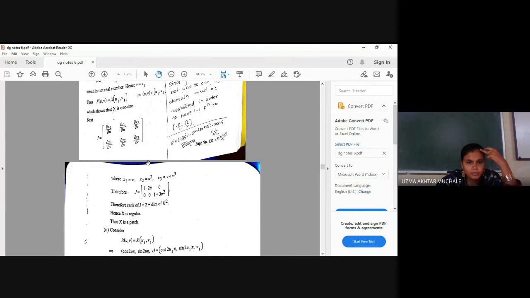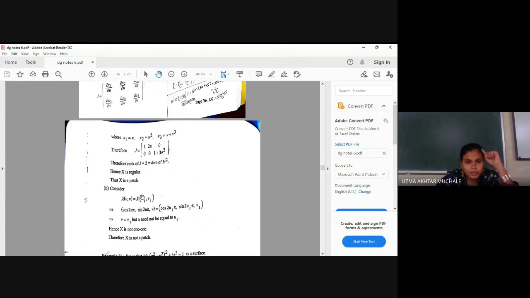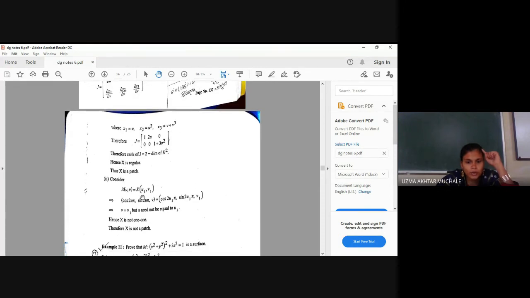Derivative of x3 with respect to v is 1 plus 3v square. So here the rank of the Jacobian matrix is 2, because at least we are getting one minor of order 2 cross 2, which is non-zero, and hence the result. Okay. So similarly, now we can go for the second example.